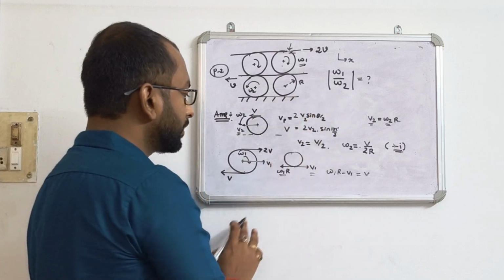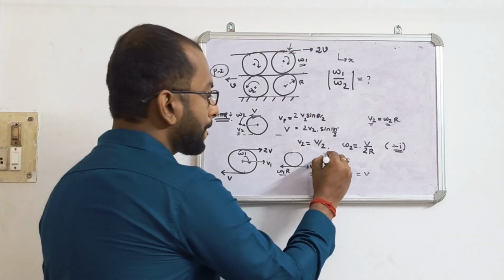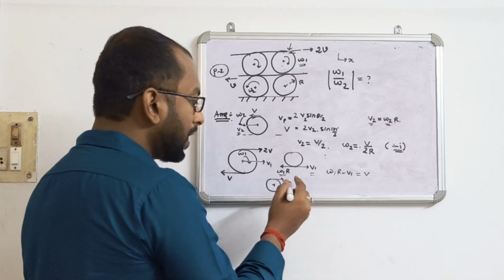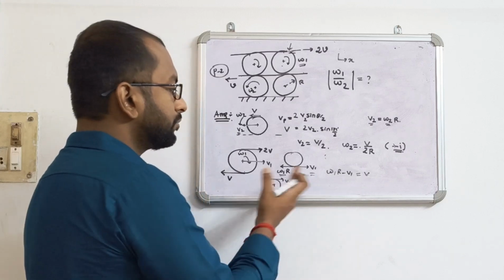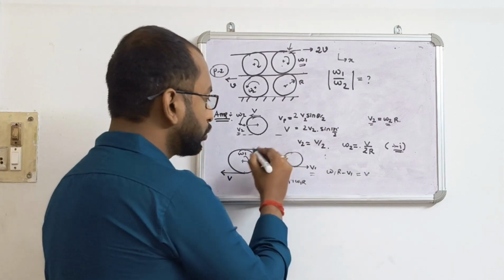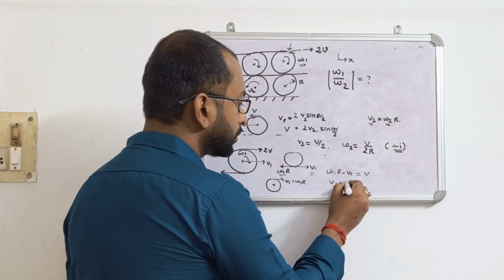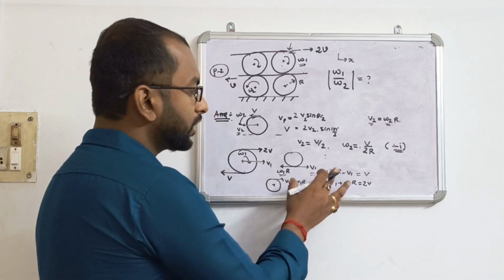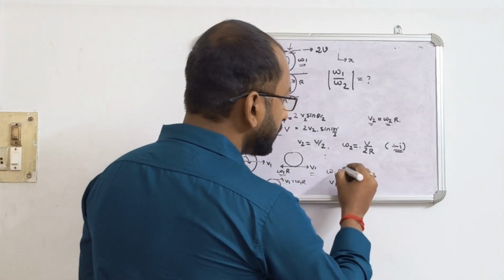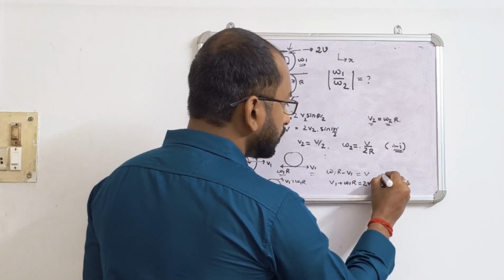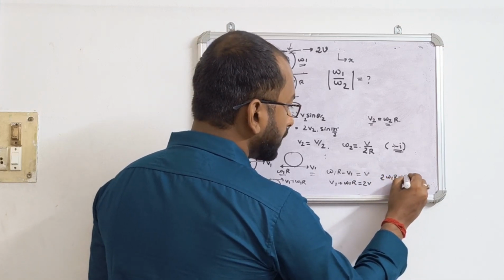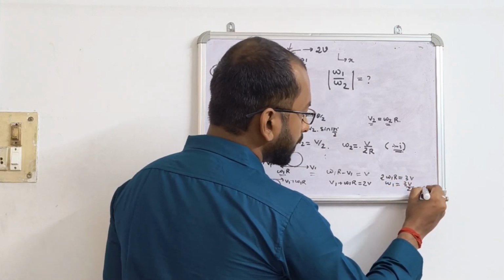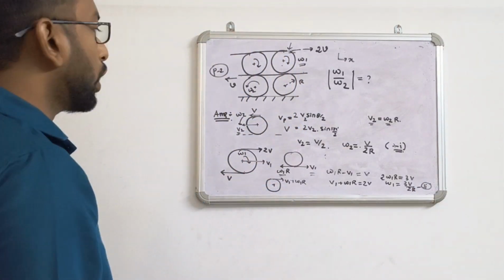Again, for the topmost point, what is the value of the velocity? V1 plus omega 1 into R is the topmost point velocity, but that is given as 2V. So we write V1 plus omega 1 into R equals 2V. From these two equations, we get the value of omega 1. If we add these two equations, 2 omega 1 into R becomes 3V. So omega 1 is 3V by 2R, that is the angular velocity for the top two discs.